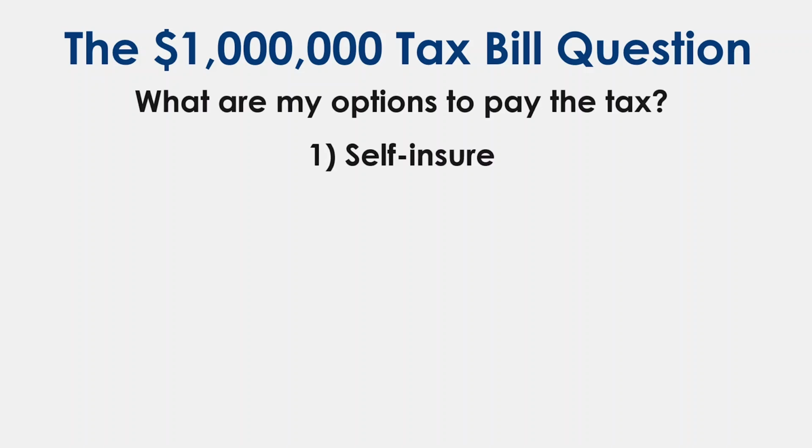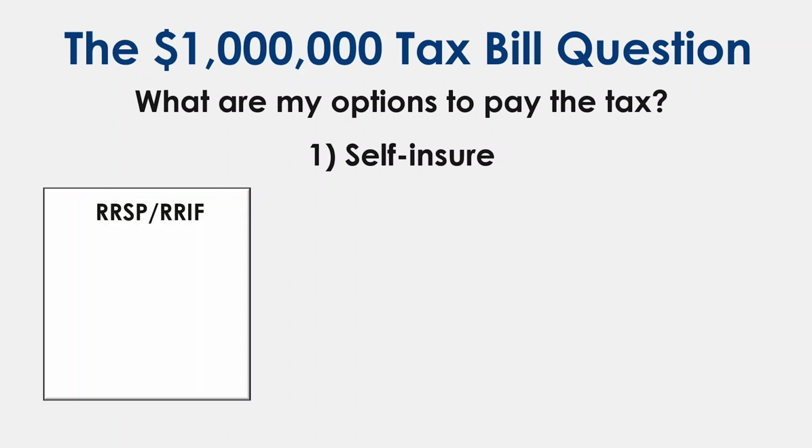The first option is you could just self-insure. And self-insure means you retain the risk. You are going to pay this $1 million with your own assets. And I like to show the variety of assets you can consider paying, because there are some terrible ways to try and address the $1 million tax bill owed in your estate, and there are certainly more favorable ways.